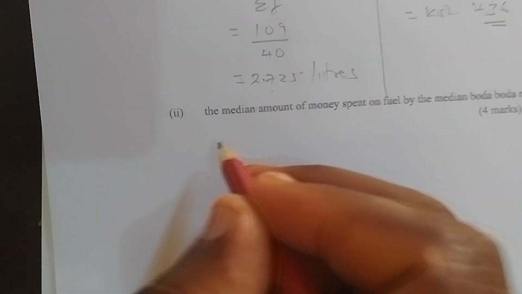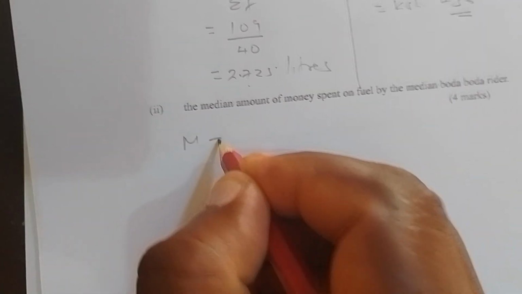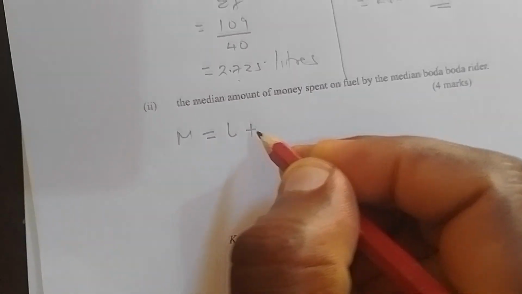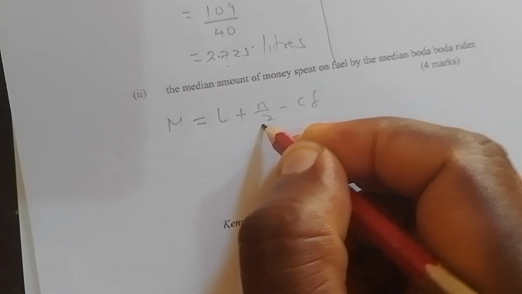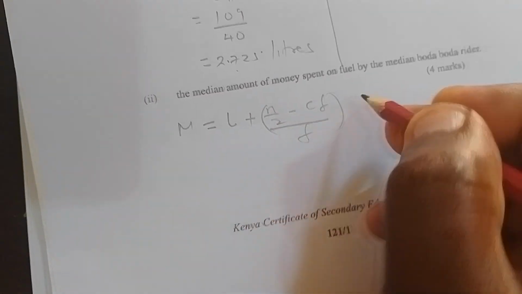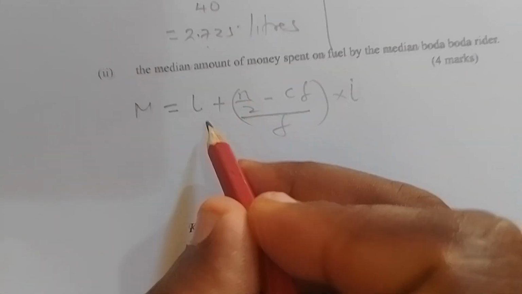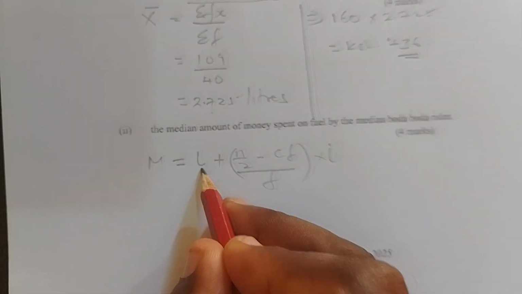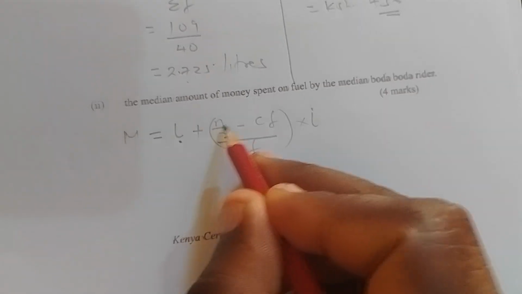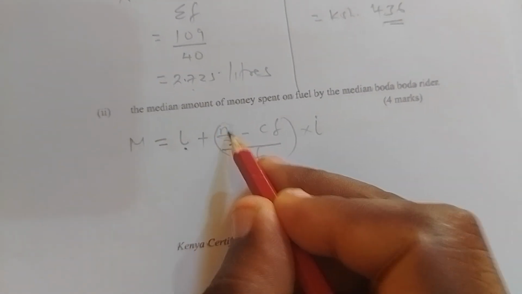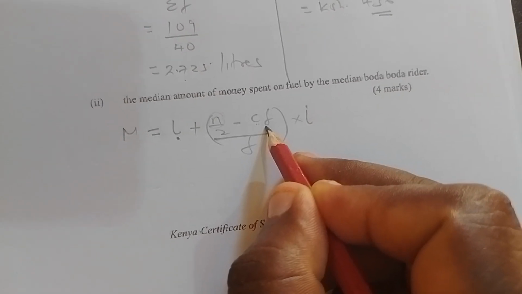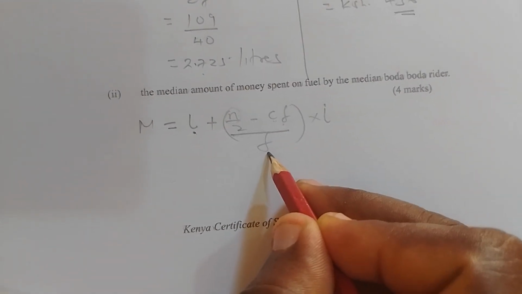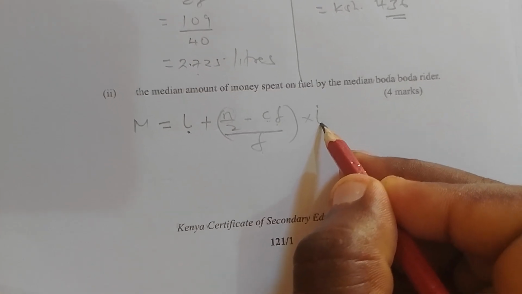Then Roman 2, the median amount of money spent on fuel by the median boda boda rider. Now, how do we find the median? From Statistics 1, we just take L plus N over 2 minus CF, divided by F, times I. Let me explain. For the median, we take the lower limit of the median class, plus N, which represents the total frequency, 40, divided by 2, minus the cumulative frequency of the class immediately before the median class, divided by the median frequency, then times the class size.